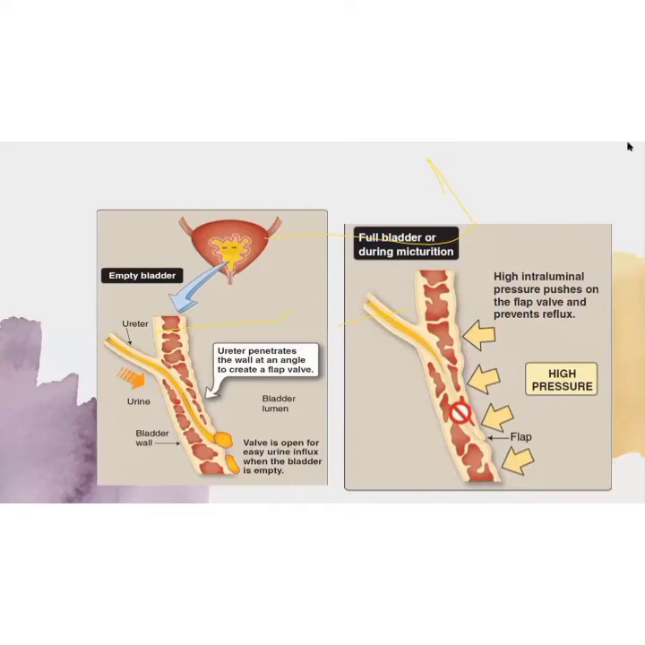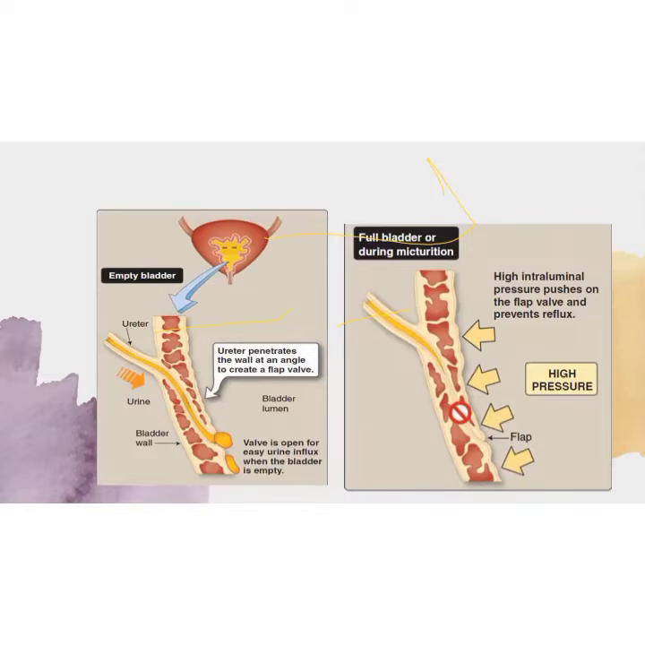And see the passage of the ureter into the urinary bladder. See, the ureter penetrates the wall at an angulation. So it passes obliquely, and because of that it is creating a flap valve mechanism. Now the bladder is empty, so the valve is open for easy urine input.